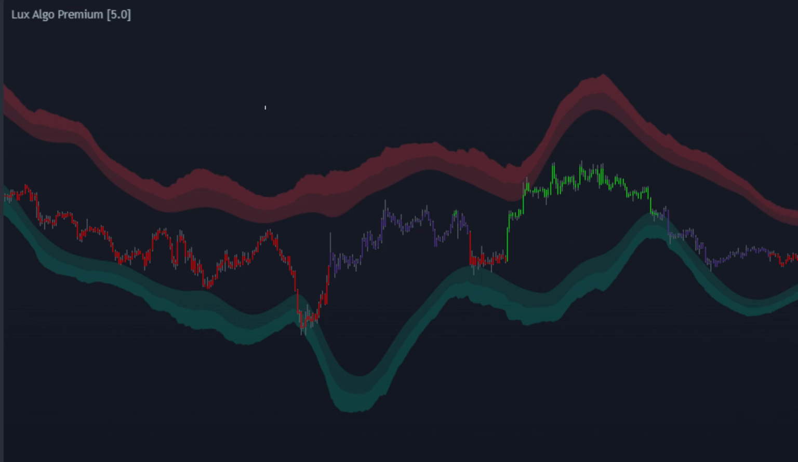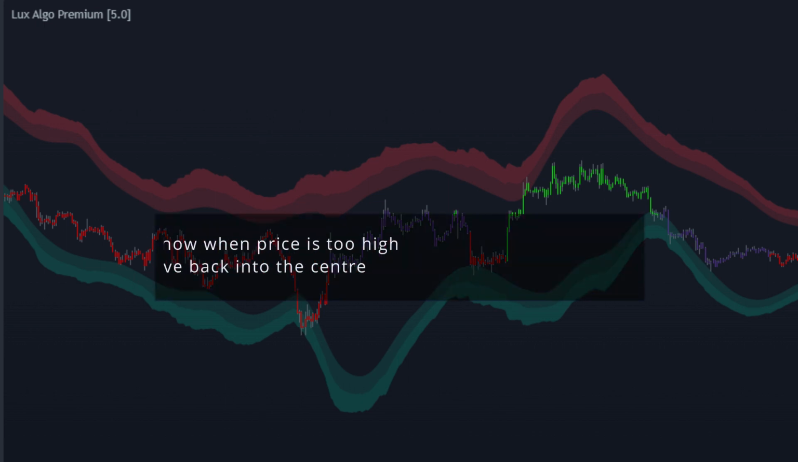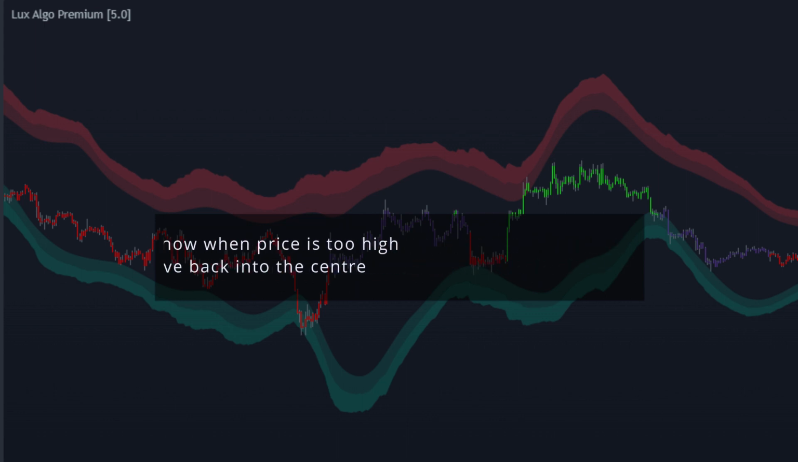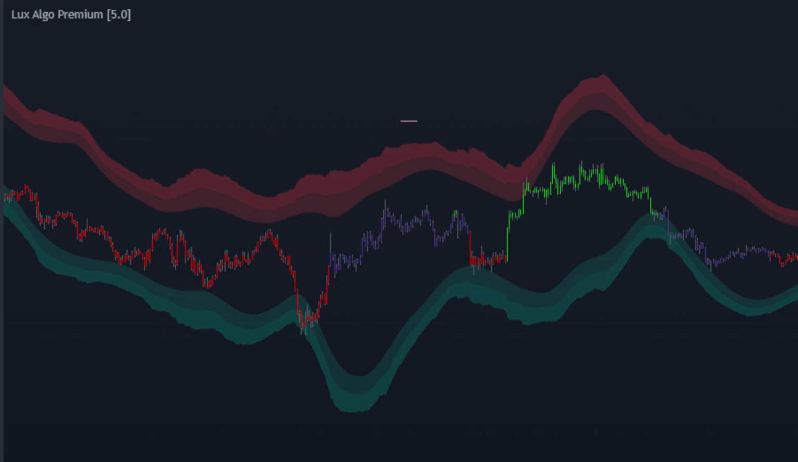Once enabled, an upper red zone and a lower green zone is displayed on the chart. We use reversal zones to show when price is too high or too low and likely to move back into the centre. So if price is in the red zone, it is considered to be overbought relative to recent price, and will likely level out or even pull back into the centre zone.